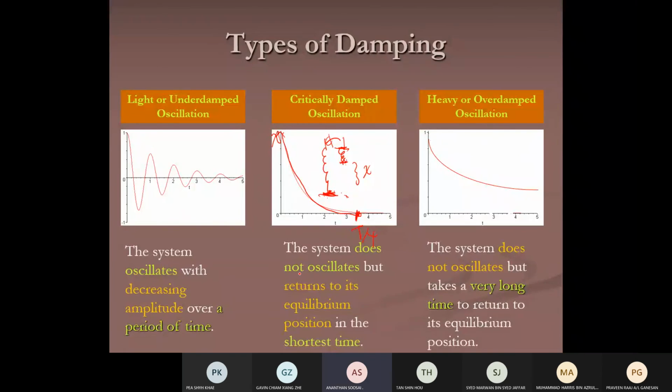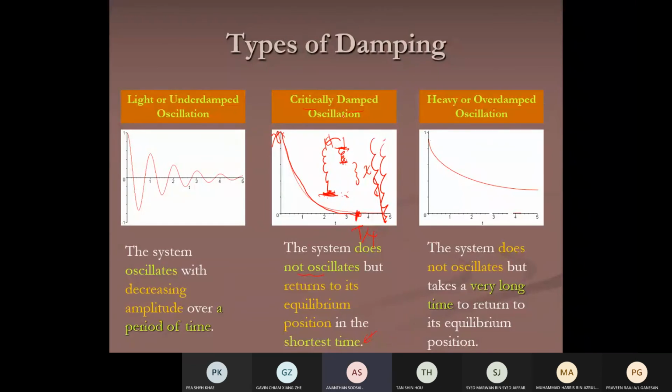The system does not oscillate. Its mission is just to come to equilibrium. You extend it, and if it's critically damped, let it go, it comes to equilibrium. That's it. It never goes up again. The system does not oscillate, but returns to its equilibrium position in the shortest time. This is called critically damped. You need technology to do that. Heavy damping and light damping, just wind blowing can do that. But for critical damping, you need a specific resistive force to stop it at equilibrium.